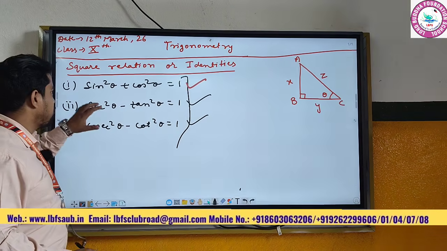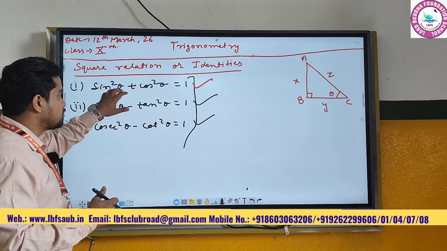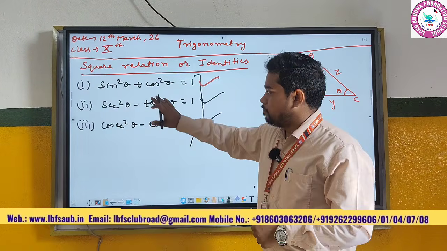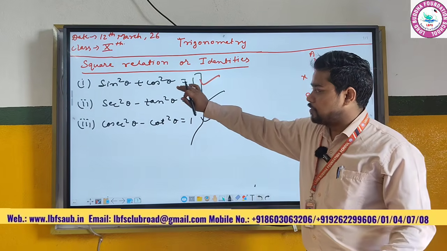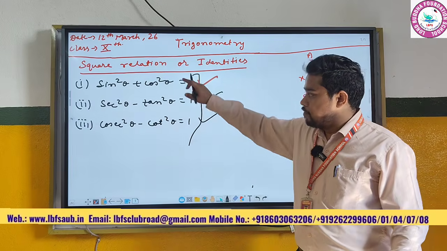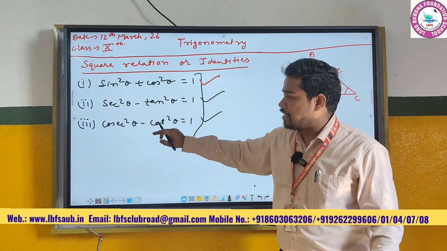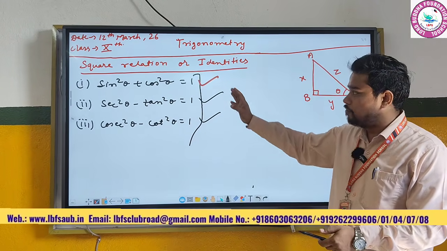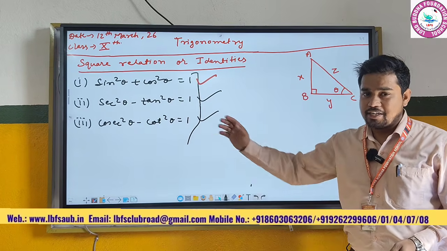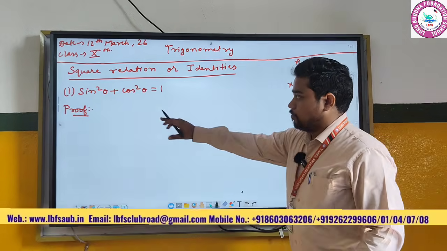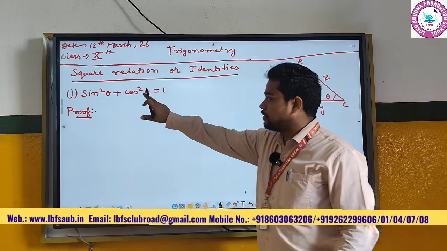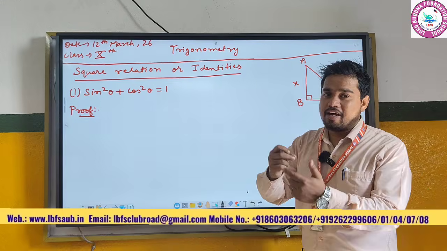Now first of all we will prove these identities. First we will prove the first relation, which is sin square theta plus cos square theta is equal to 1. First you have to write down these three identities, and further we will prove them. Write it down fast. Now we come to the first identity, sin square theta plus cos square theta is equal to 1. We have to prove it.